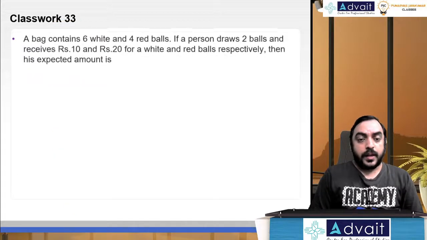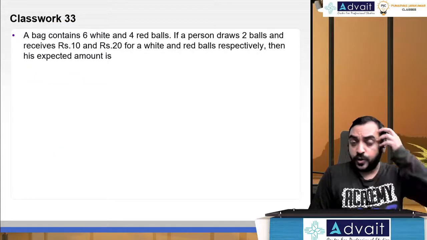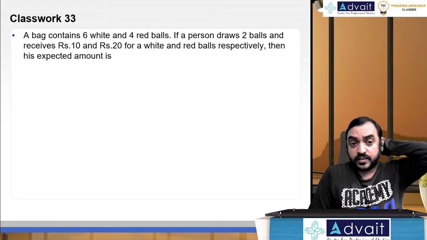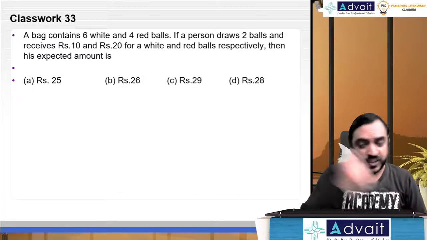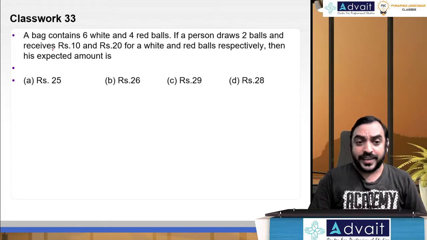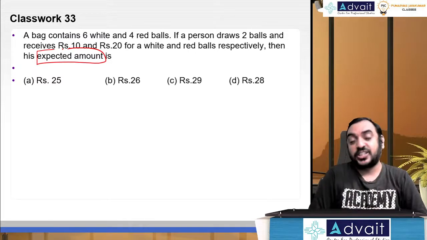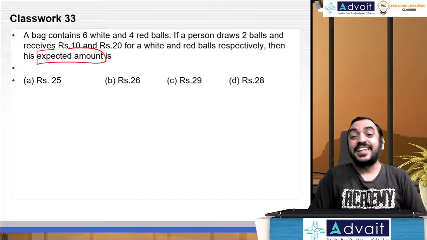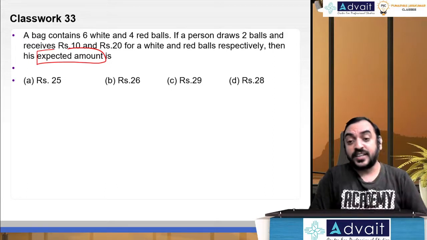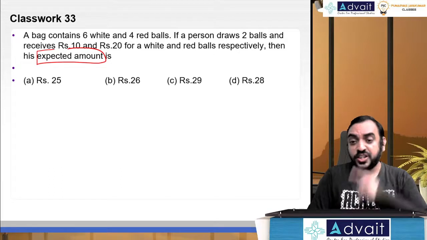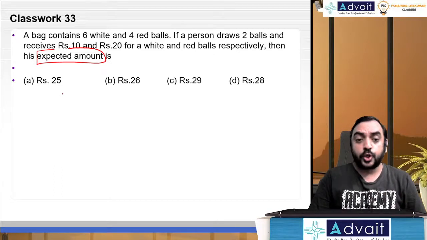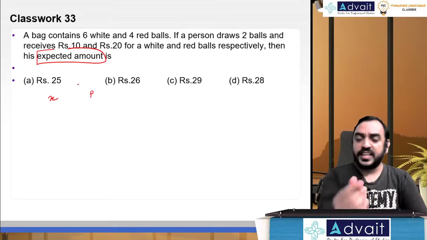Next. A bag contains 6 white and 4 red balls. If a person draws 2 balls and receives rupees 10 and 20 for white balls respectively, his expected amount is. First of all, please tell me, what do you mean by expected amount? What should we calculate? Should I calculate a probability or should I calculate E of x? Expected amount means expected value, E of x. First, you should identify that. And E of x means 2 columns will come, x and p, you multiply, that's how we get E of x.